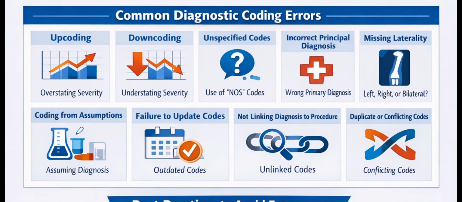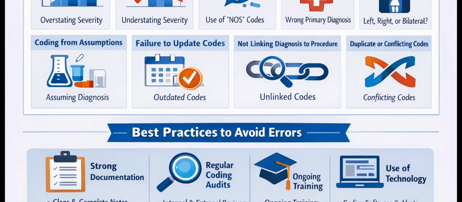Next we will talk about not linking diagnosis to procedures. It is simply defined as failing to justify medical necessity by linking diagnosis codes to procedure codes. What are the impacts? Claim denials and medical necessity rejection. How to avoid them? Ensure the diagnosis supports the procedure, and follow prior authorization policies. So that is all about the common diagnostic errors.